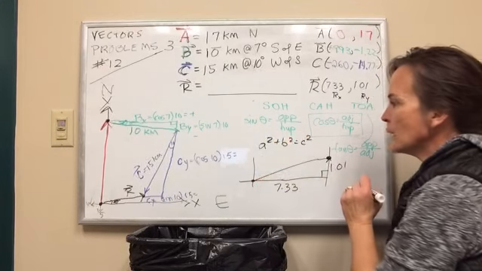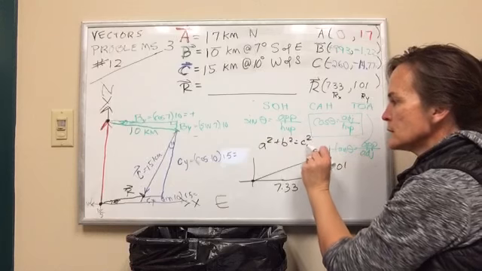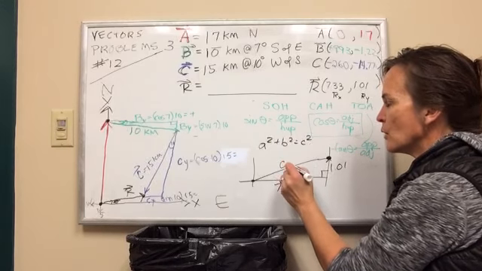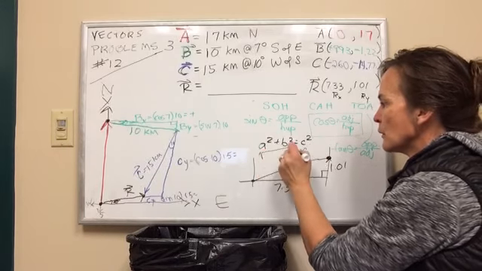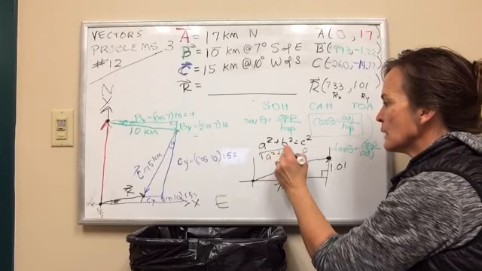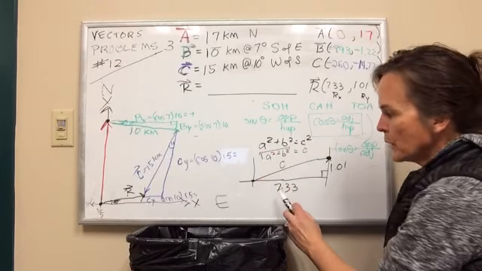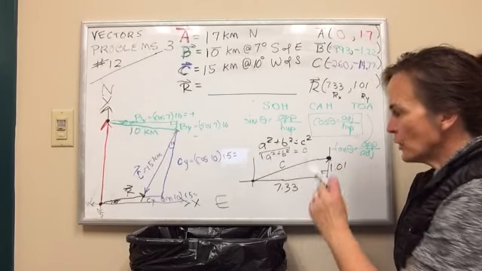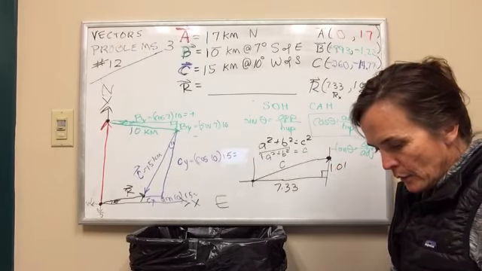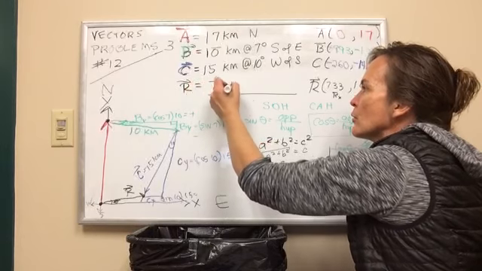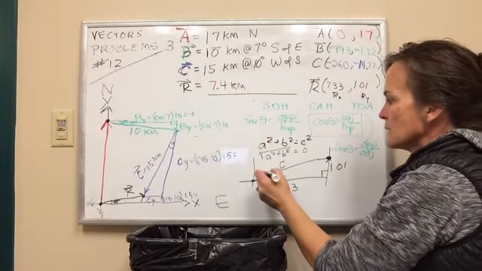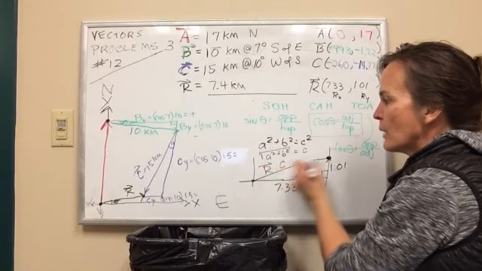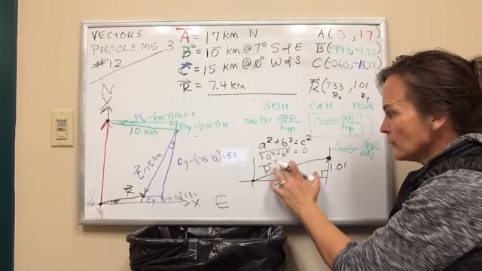It must be a right triangle, and c is always the longest side, the hypotenuse, so c is the unknown in this case. If we solve for c, we get the square root of a squared plus b squared. We put the numbers in: 7.33 squared plus 1.01 squared. Take the square root of all that. I come up with 7.4 kilometers, rounding to 2 digits. And that is the length of my resultant vector.